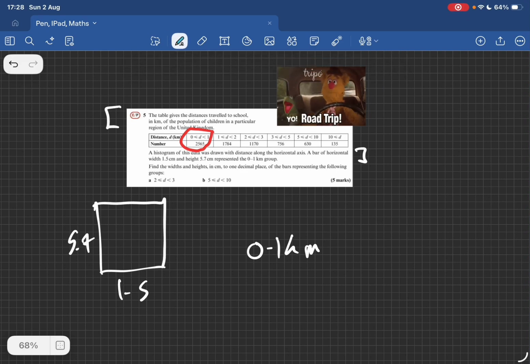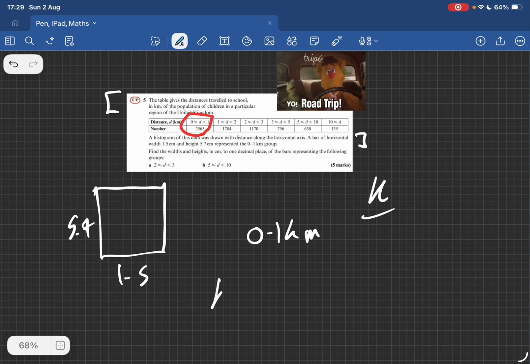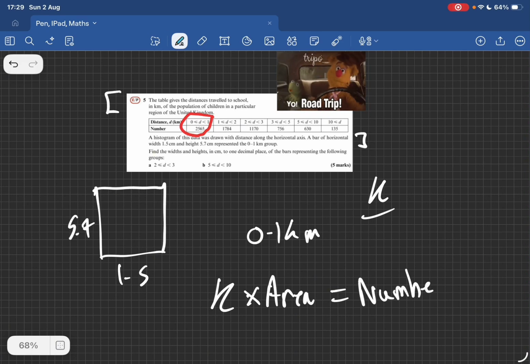So we want to find the width and heights for these two groups. First we want to find our scale factor. That's always what we need to do with these types of questions. The scale factor times our area should give us the number, the number of people or whatever data we're looking at. So what is our area?